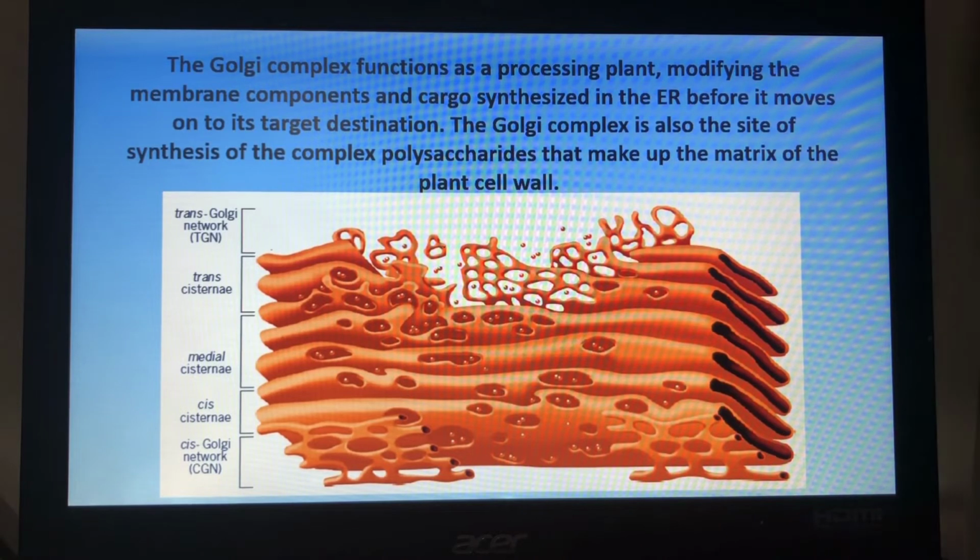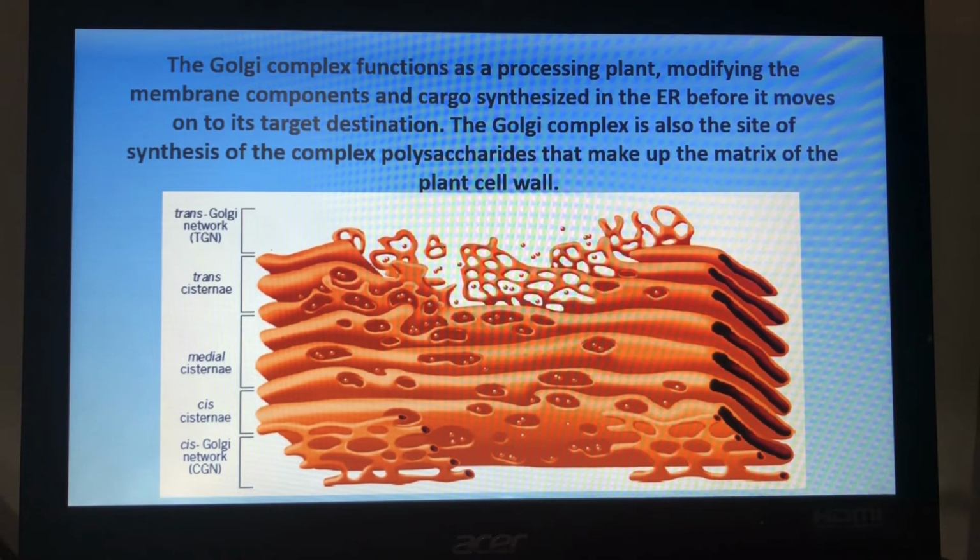The Golgi complex functions as a processing plant, modifying the membrane components and cargo synthesized in the endoplasmic reticulum before it moves on to its target destination. The Golgi complex is also the site of synthesis of the complex polysaccharides that make up the matrix of the plant cell wall.